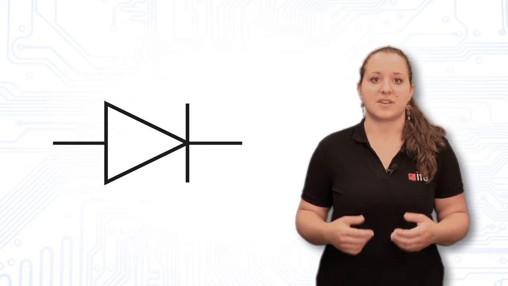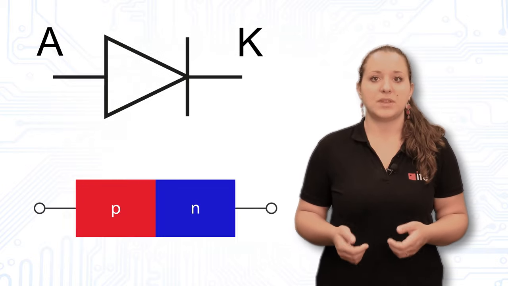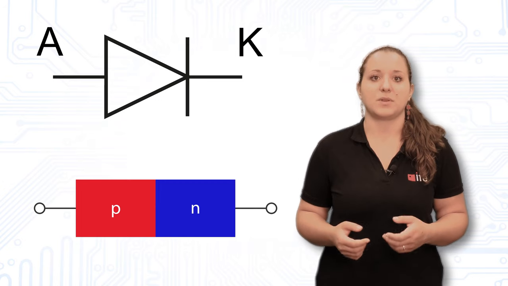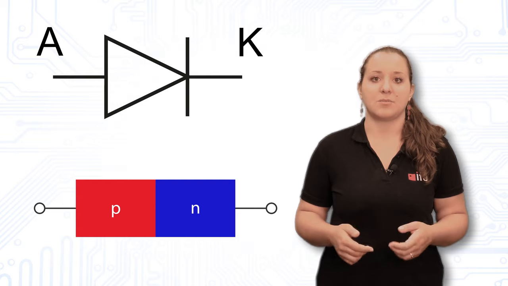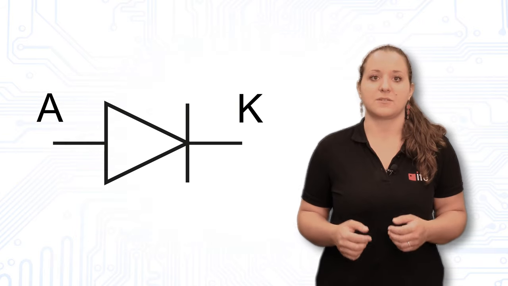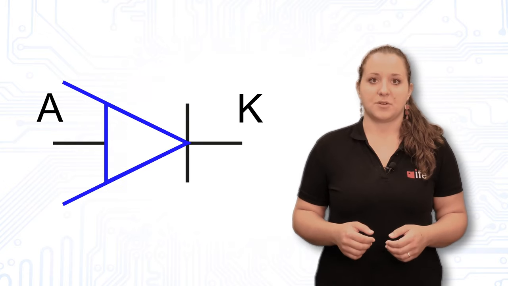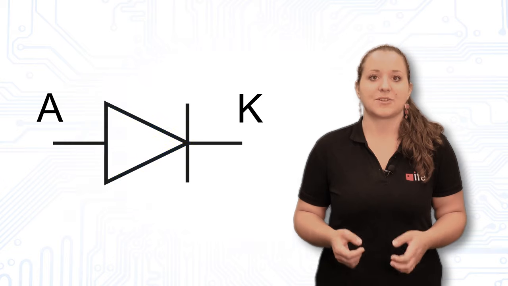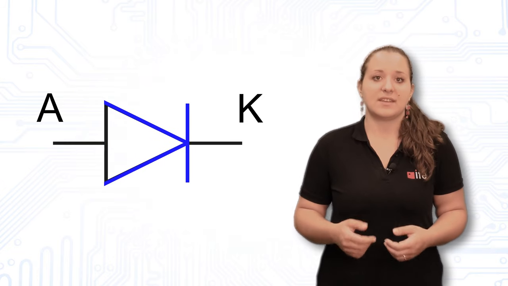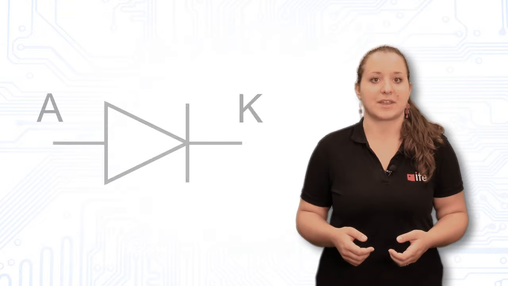The terminals of a diode are called anode and cathode, with the anode being the P area side and the cathode being the N area side. You can easily remember where the terminals are located by looking at the circuit symbol. If you look at the symbol from the side of the anode, you can see an A. From the other side, where the cathode is, you can see a K. With this hint, it should never be a problem to assign the terminals of a diode correctly.